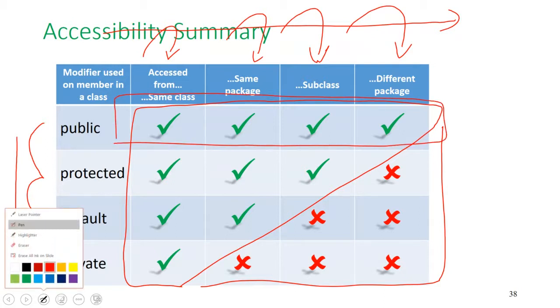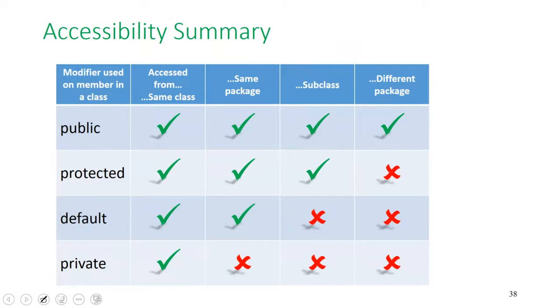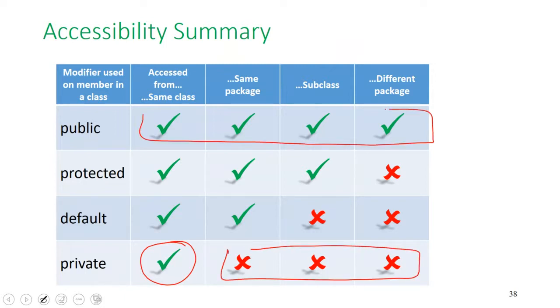No trick there. Similarly, what's private, well, it's only good for the code in the methods of your own class. So you can access a private field or a private method only if you're writing another method in that same class. Everybody else gets denied. So we have the two extremes. Everybody gets a pass, everybody else gets denied.